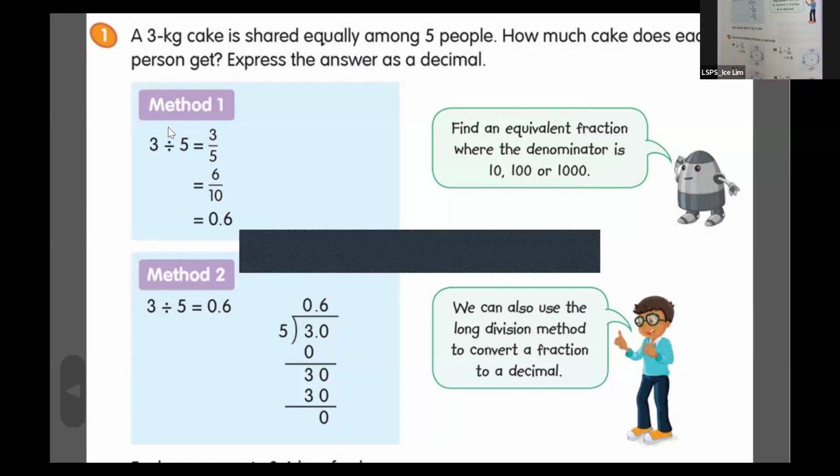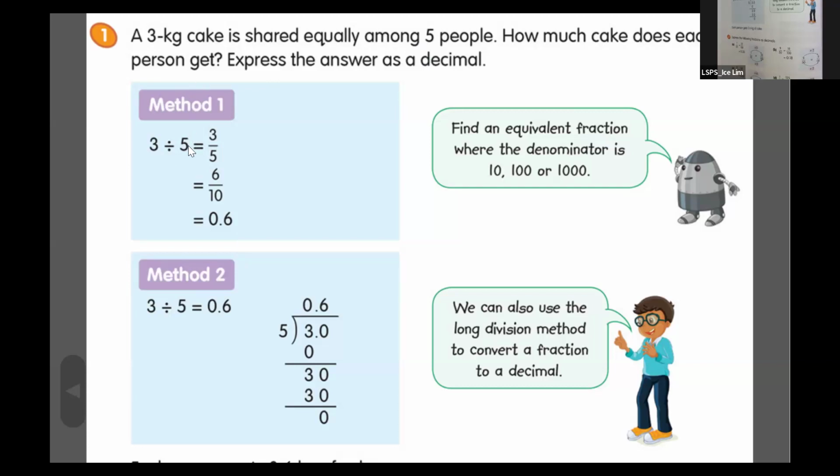The story goes: a 3 kilogram cake is shared equally among 5 people. How much cake does each person get? Express the answer in decimal. This is not new. It's the same story as just now, but now instead of a fraction, you want a decimal. So the same steps: 3 divided by 5, convert to fraction, 3/5. So method number 1, get to 6/10. Why is it that the equivalent fraction's denominator is 10, 100, 1000?